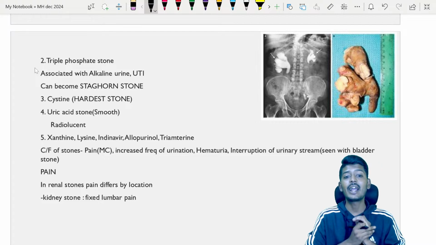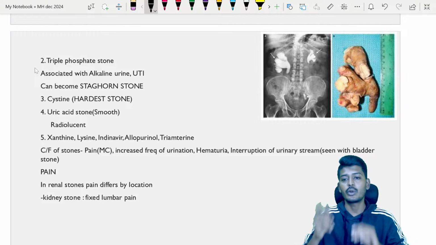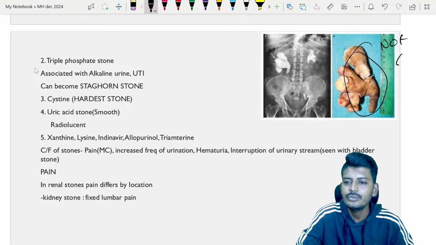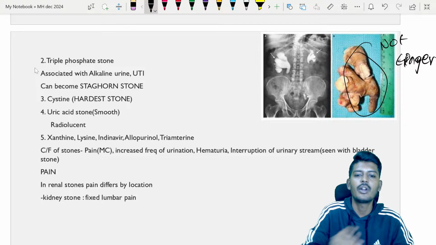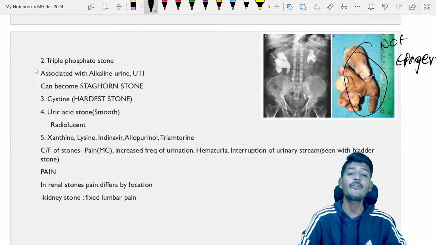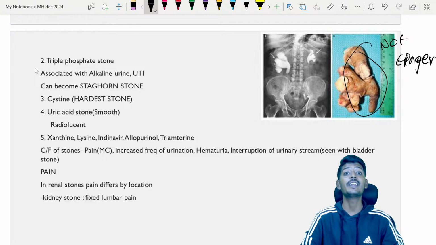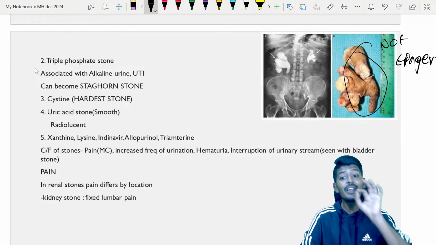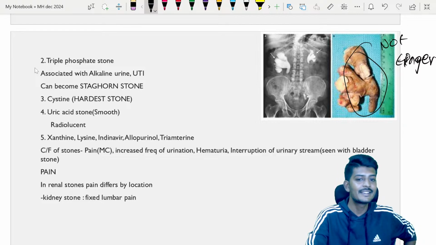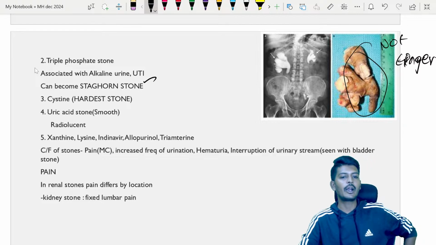Which stone? Staghorn stone. So don't get confused here, this is not ginger. It's not ginger. It's a stone. So the stone is becoming exactly in the shape of what? In the shape of the renal pelvis. Okay. So if the stone takes up the shape of the renal pelvis, then you call it a staghorn stone. Which stone? Staghorn stone.